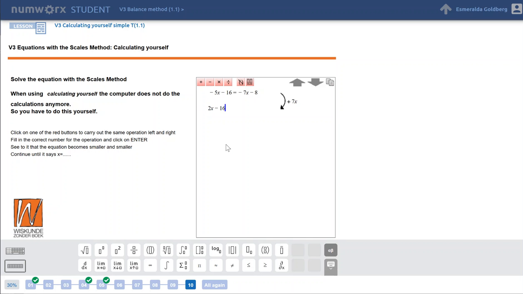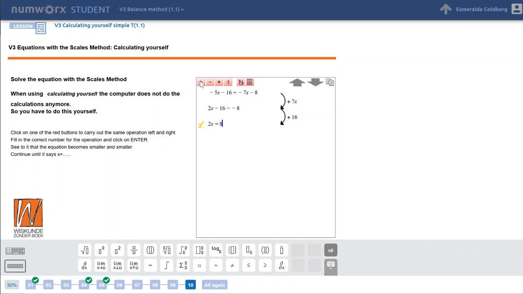Minus 16 equals minus 8, because I haven't done anything with that yet. All right. Now, as you can see, the x's are gone from the right hand side. Now I need the regular numbers to be gone from the left hand side. So minus 16 can be removed by doing plus 16. So then you end up with 2x on the left hand side, and on the right hand side the result of minus 8 plus 16, which is 8.